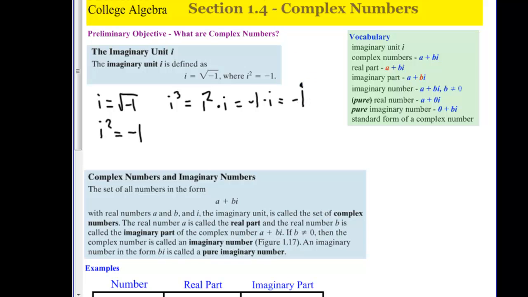That's a bad i. Let me fix it. There. So i cubed is the same thing as -i. It didn't get any better. Sorry. Here. There. Change color.